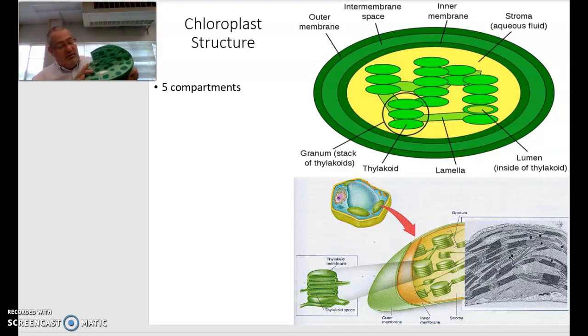Occasionally you find this white structure. You may be able to see it as a starch grain. Sometimes starch grains form in chloroplasts from the polymerization of glucose.